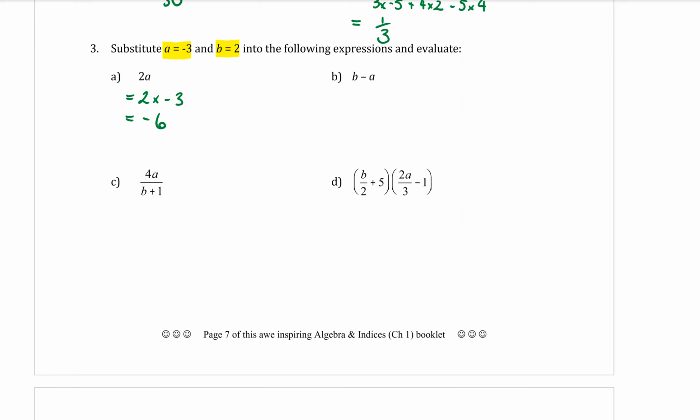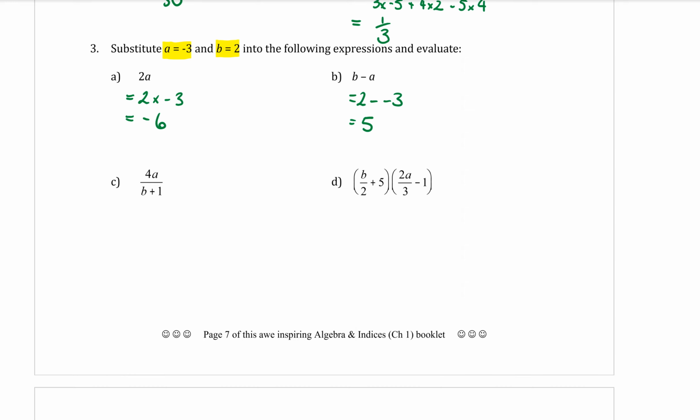On to part B, which is B minus A. So replace the B with a 2. Then I have a minus sign. We'll be careful here because A has its own, it's minus 3. I have 2 minuses next to each other, and you probably remember that's a plus. It means 2 plus 3, which is 5. But again, you could just type that in your calculator. Even if you'd forgotten that 2 minuses make a plus, your calculator will handle that for you.